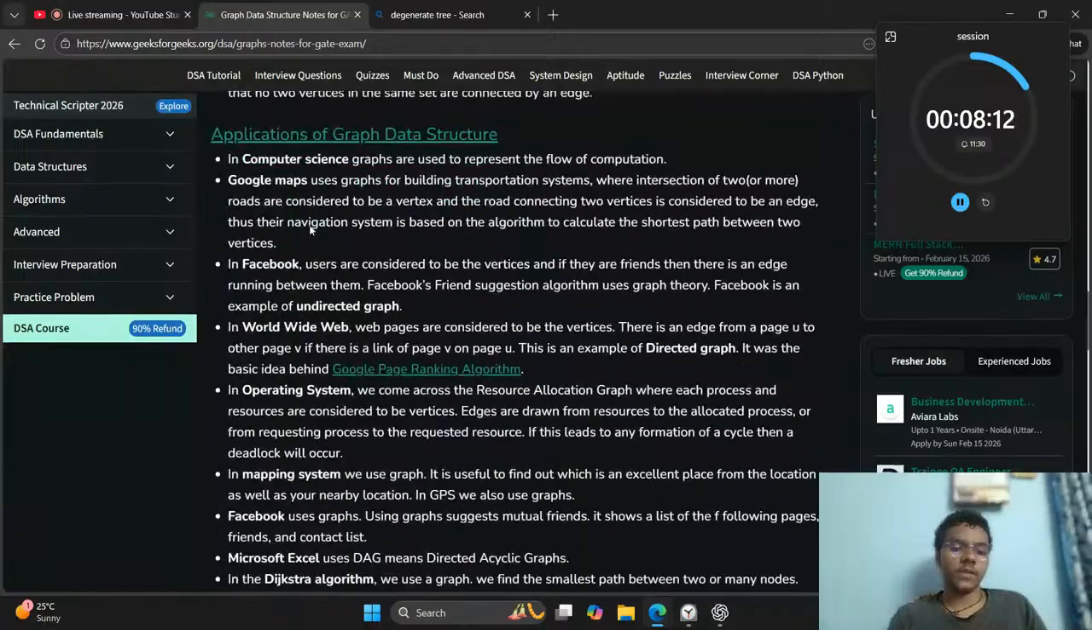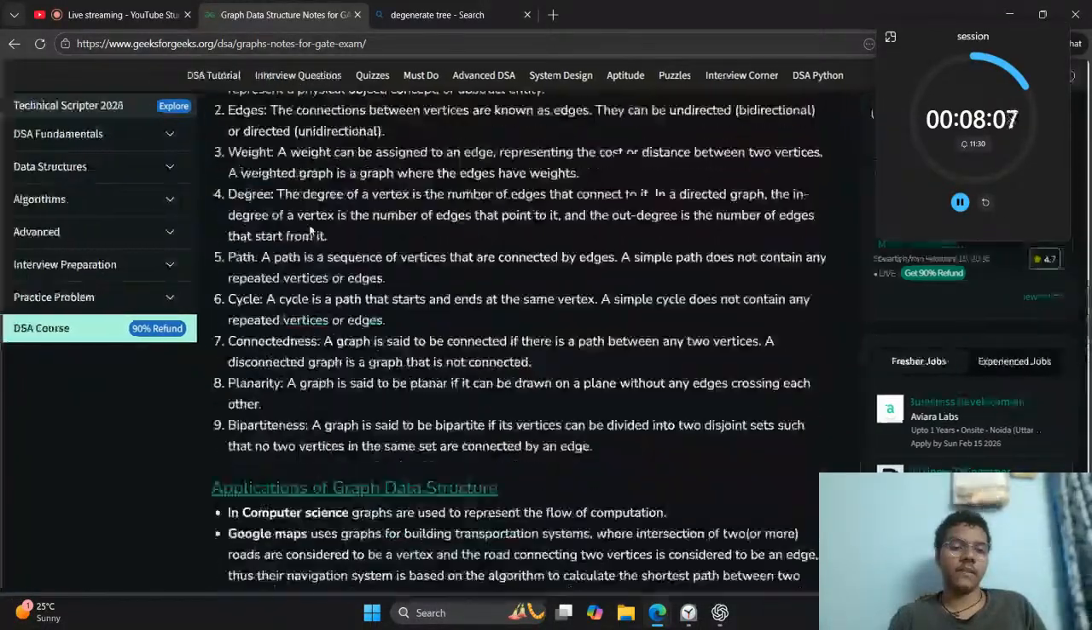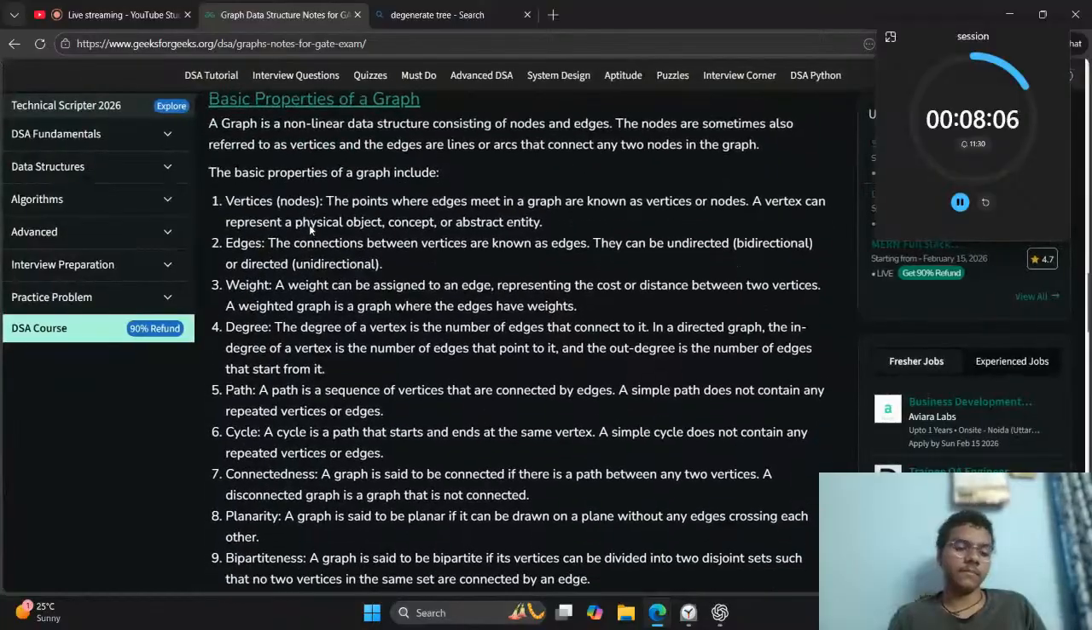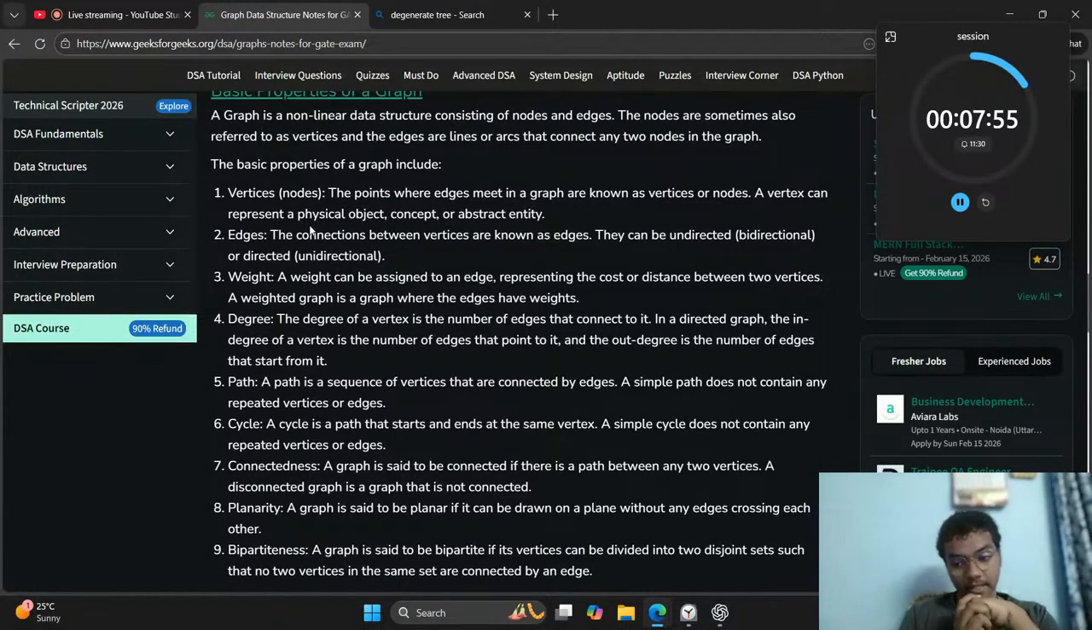Next, the basic properties of a graph, applications, advantages and disadvantages. This is important. And with this article, I think we'll wrap it up. We have one more thing, that is hashing, hash maps and all.